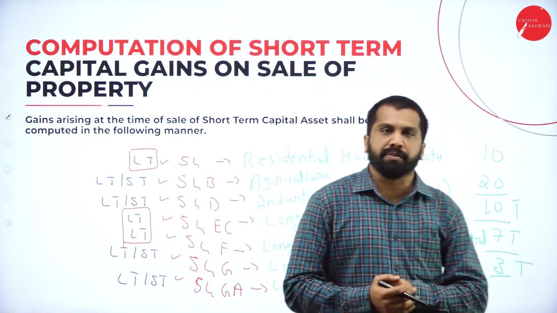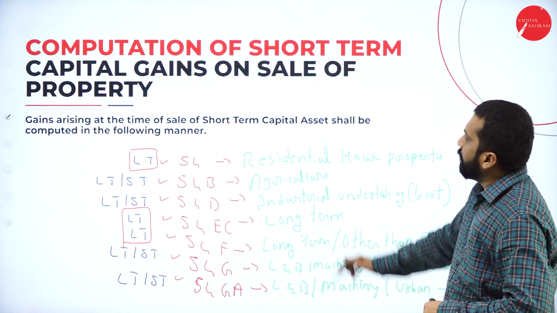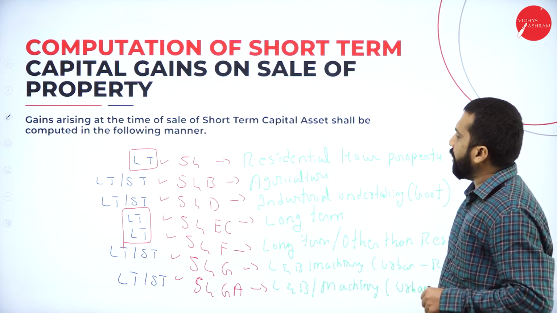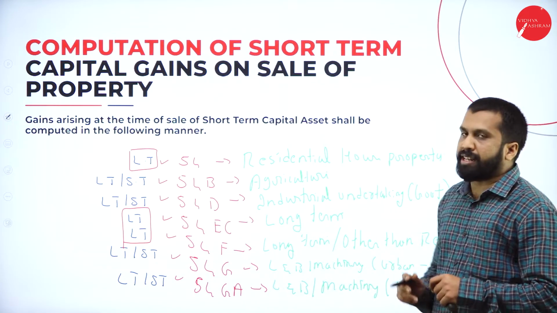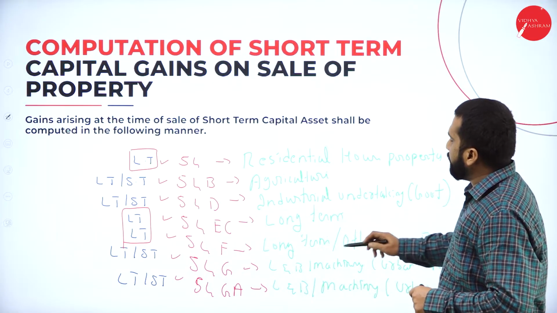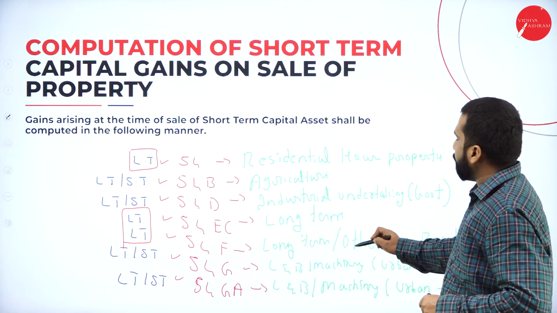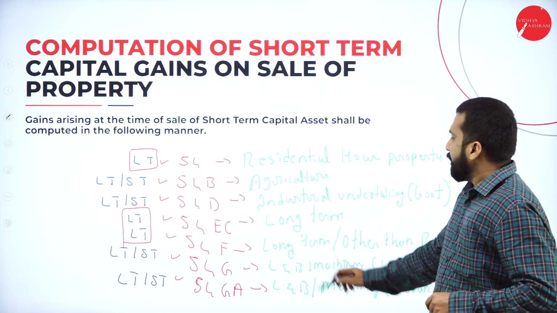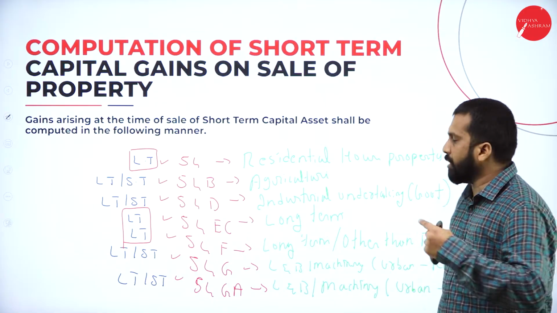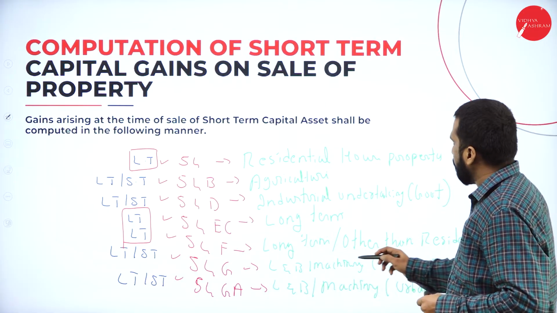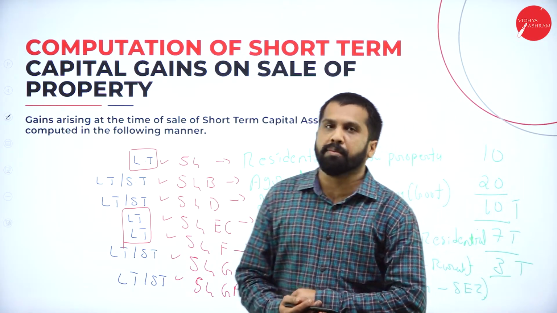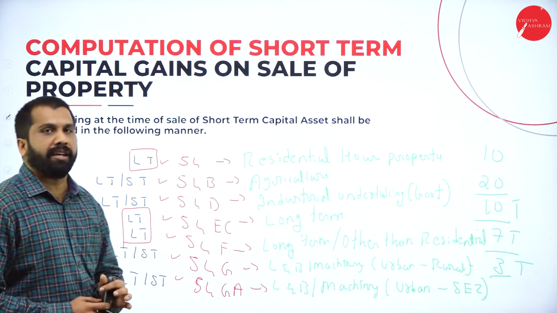So these are the sections. 54 means residential house. 54B is all the agriculture one. 54D is for industrial undertaking or government acquisition. And 54EC for long term. 54F for long term other than residence. And 54G for long term machinery, urban to rural. And 54GA is for long term machinery, urban to special economic zone.